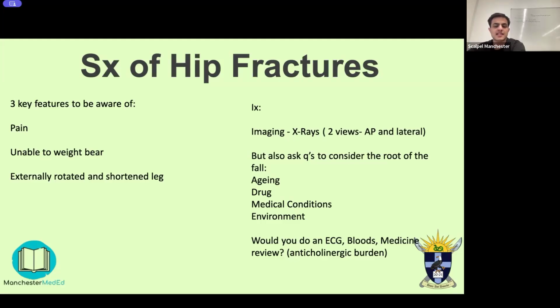While you're investigating, it's always good to consider the root cause of the fall. There's a little acronym, ADME: aging, drugs, medical conditions and environment, because you always want to find out why they fell. So if you're in an OSCE station and there's a woman or a man coming in with a hip fracture, you also want to consider why they might have come in. Ask a few questions around what they were doing at the time. Do they feel dizzy? Do they feel breathless? All that sort of stuff. And ECG, bloods, medicine review, exactly.